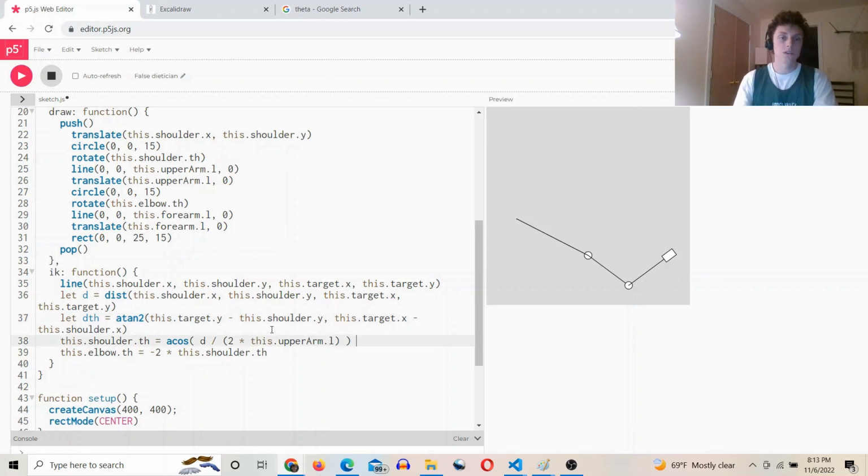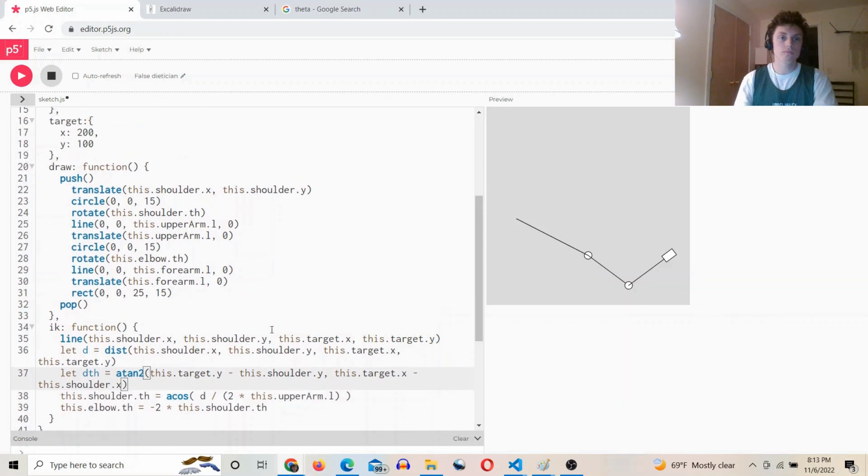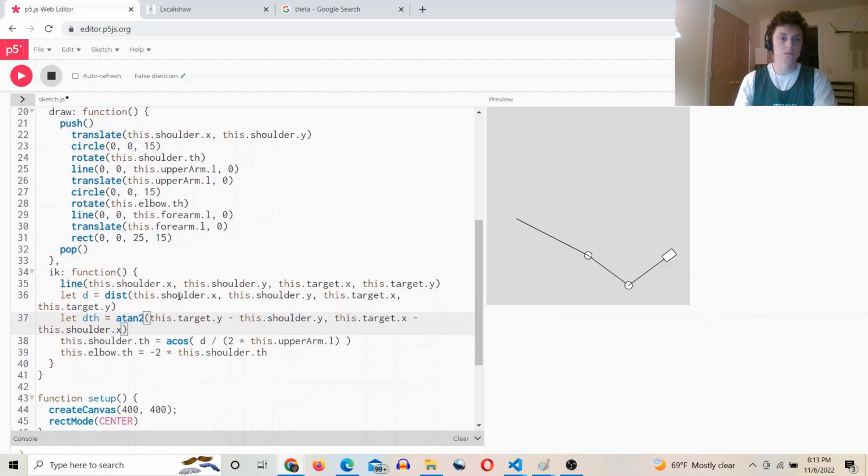Let's try adding. Oh, I think we could just do this. We'll try adding it to this. Plus d theta. I'm not sure this is going to work. Oh, yeah, no, totally not.